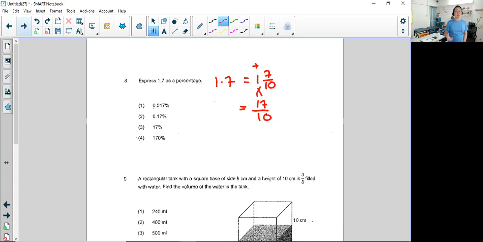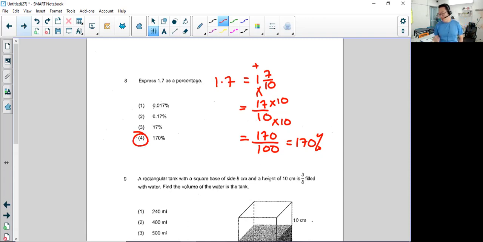And how do you get your percentage? You have to make sure the denominator is 100. So can we change the denominator into 100? 10 times 10 and 17 times 10. Once your denominator is 100, how many percent? That will be 170%. So your answer will be number 4. So fraction is the best friend of percentage. Every time you see percentage and you don't know how to do it, think about getting fractions to get your percentage later.